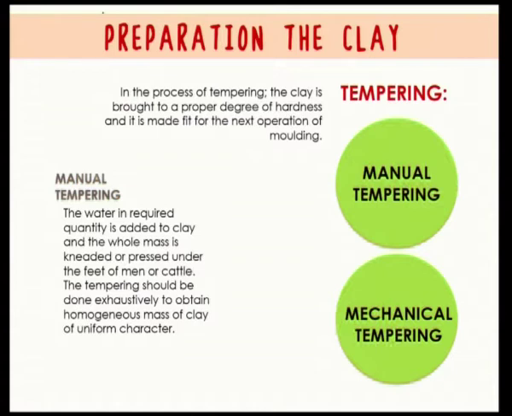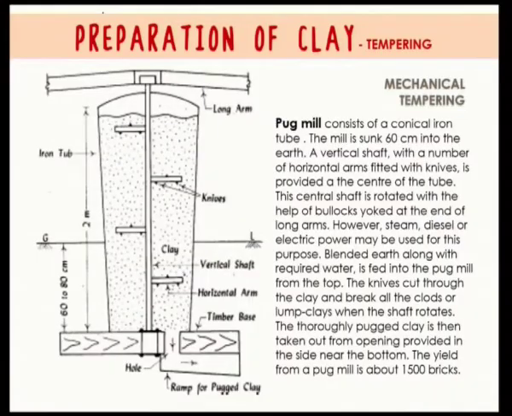In manual tempering, water in the required quantity is added to the clay, and the whole mass is kneaded or pressed under the feet of men or cattle. This tempering should be done extensively and exhaustively to obtain a homogeneous mass of clay of uniform character. In mechanical tempering, you use machines, of course. The most commonly used machine for mechanical tempering is the pug mill.